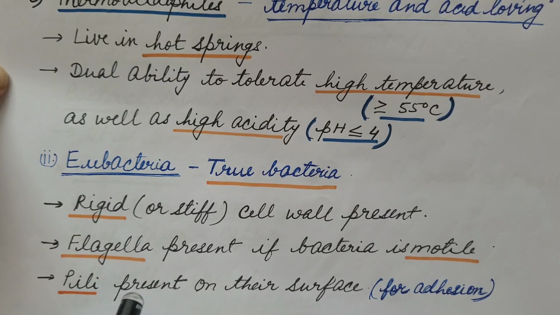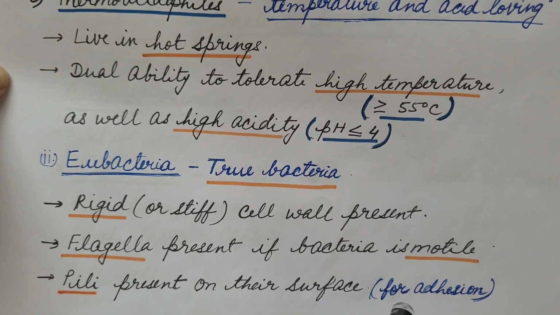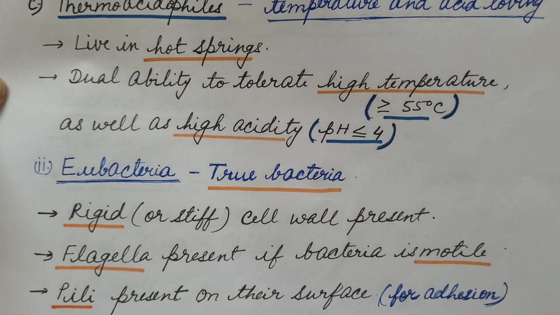Pili, which are hair-like structures or appendages, are present on their surface, and these help bacteria adhere to other bacteria during conjugation, or to a surface, or to the host cell in the case of parasitic bacteria. This we will discuss in detail in a separate video.